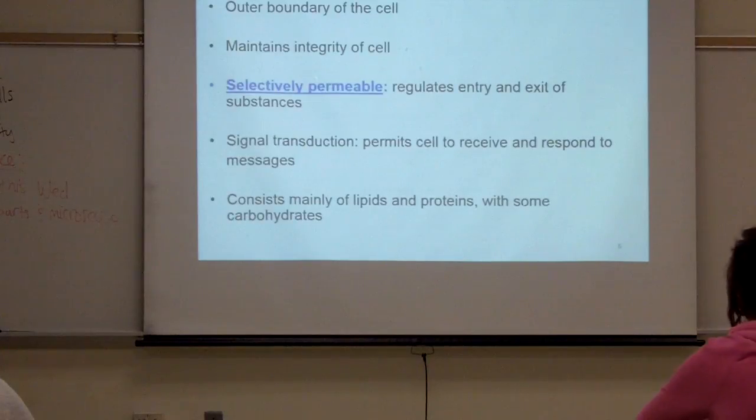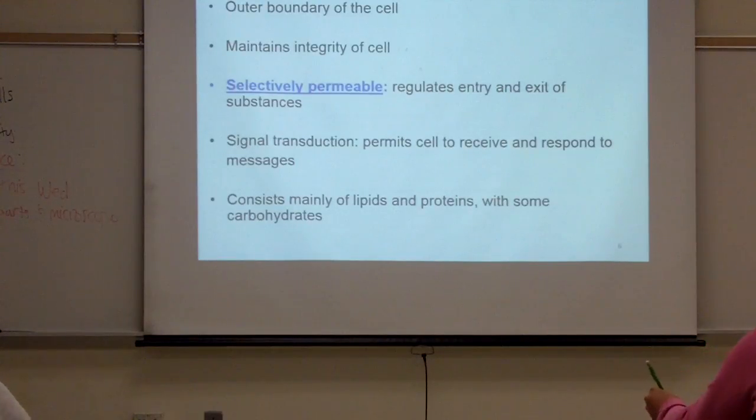Remember that plasma membrane is built from phospholipids, and it allows some stuff in and some stuff out. It is selectively permeable. So that's the term you're going to hear a lot when you talk about the cell membrane. When you talk about the cell membrane, you're going to hear it's selectively permeable.